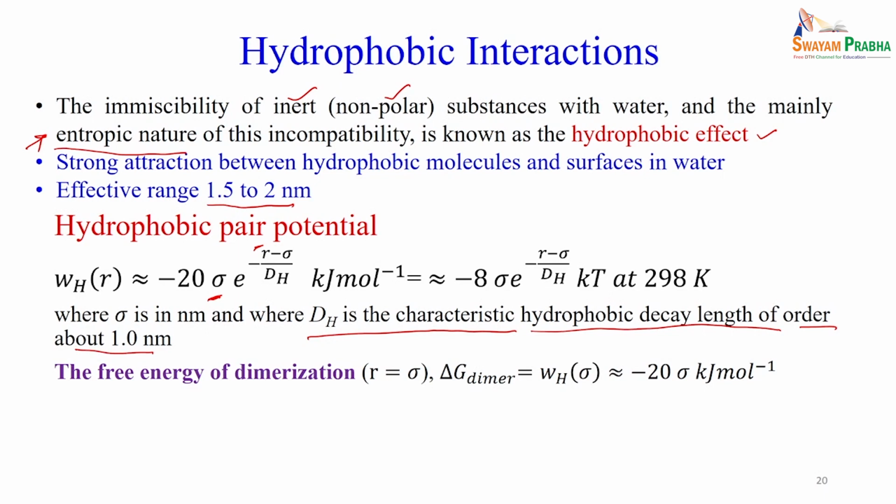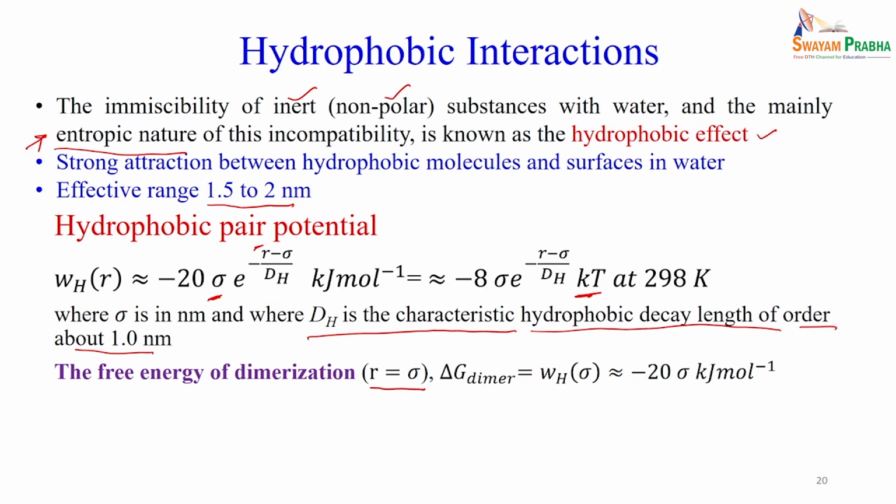The kilojoule per mole can also be rewritten in terms of thermal energy kT. k is the Boltzmann constant here again. Now let us say we are considering r is equal to sigma. If you consider r is equal to sigma, it means we are going to have dimerization.